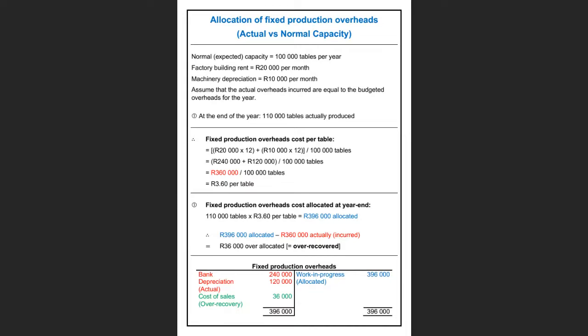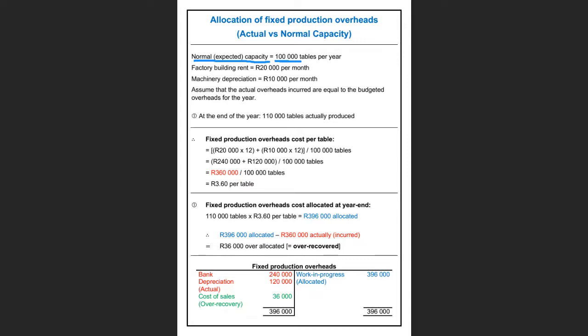Okay, so we're told here we've got normal capacity. Remember, normal capacity is budgeted. Some people are saying they're already at home. Normal capacity is budgeted. And remember, normal capacity is always in what? Units. Yes? Normal capacity is always in units, right? So in this example, we're making tables. We've got 100,000 tables.